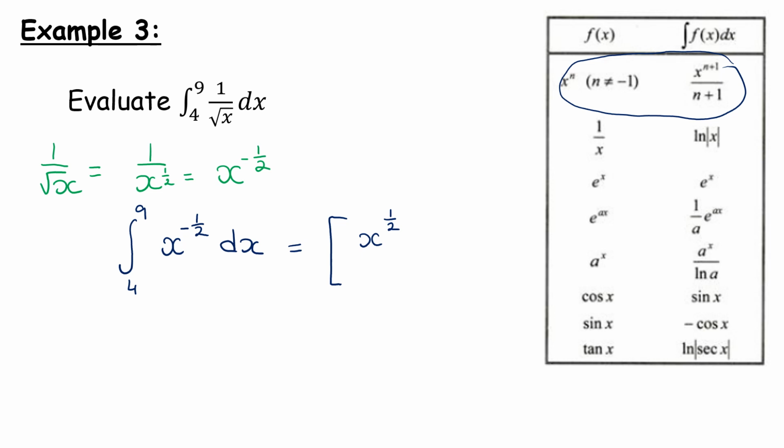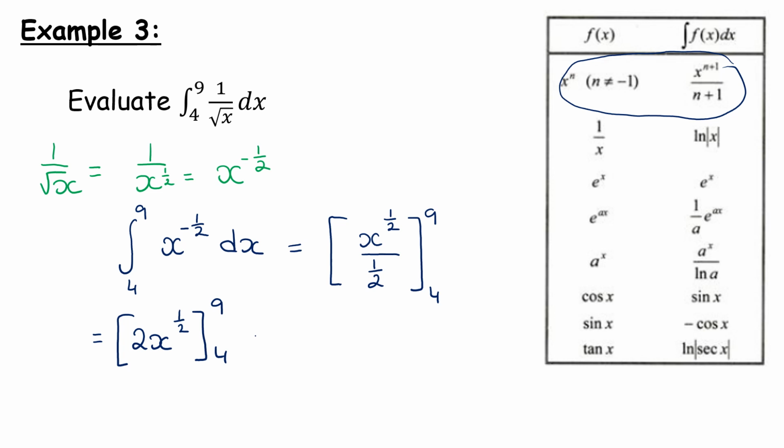So you're adding 1 to your power, minus a half plus 1, we get plus a half. And then you divide it by your power, which is dividing by a half. Now, dividing by a half is the same as multiplying by 2. So that actually simplifies down to 2x to the power of a half. And we're evaluating that between 9 and 4.